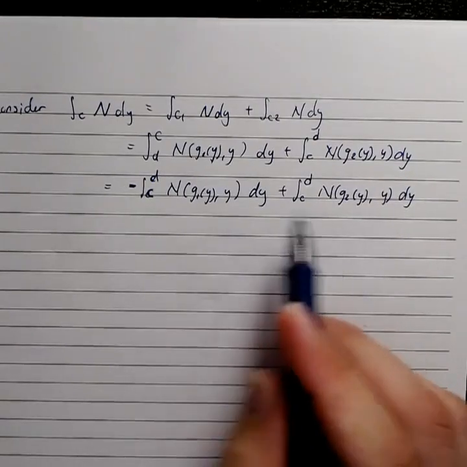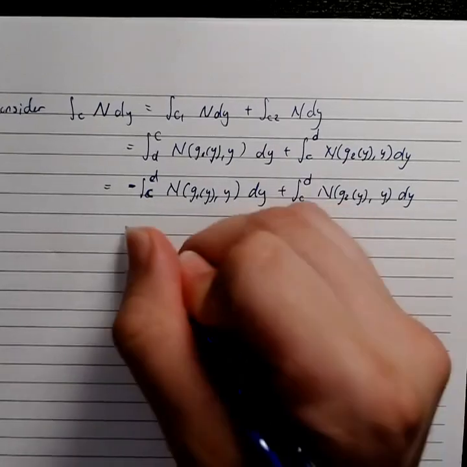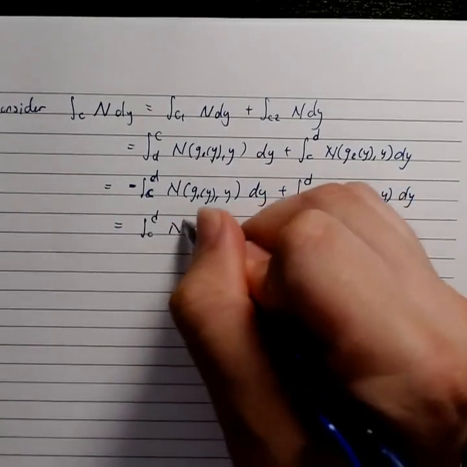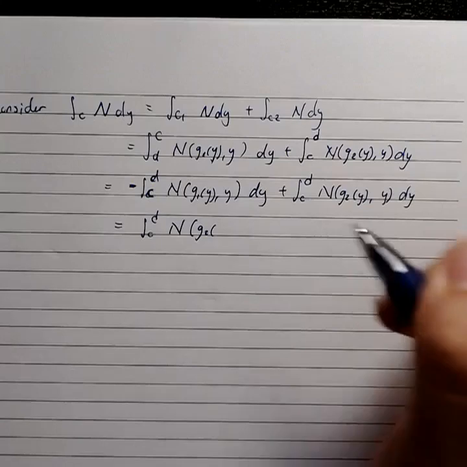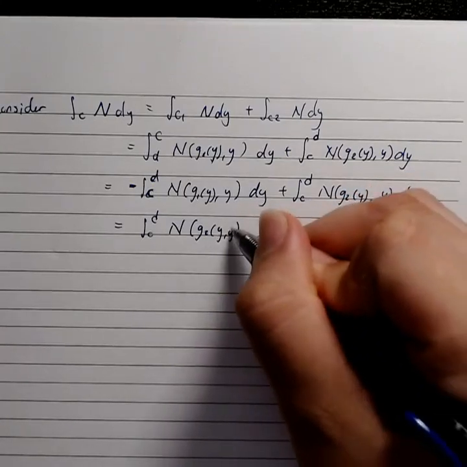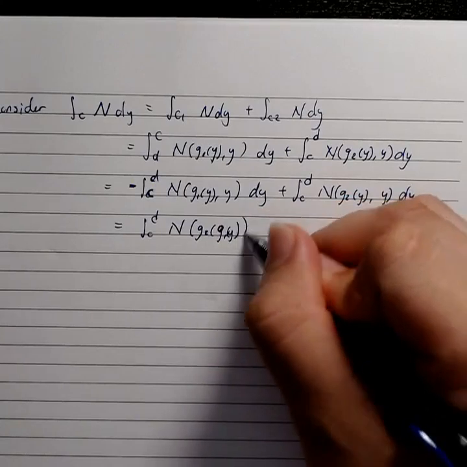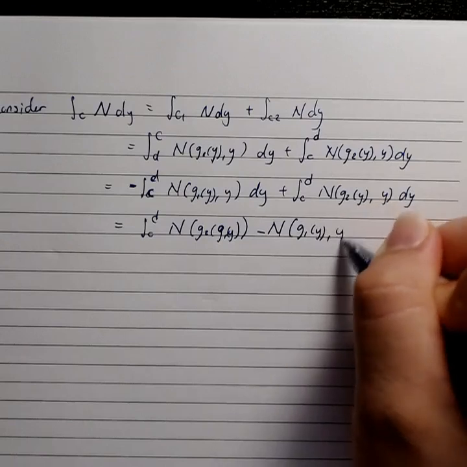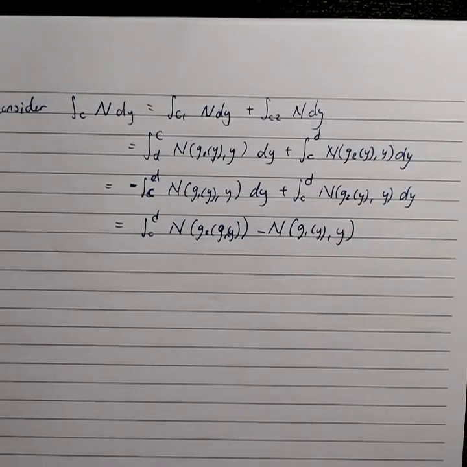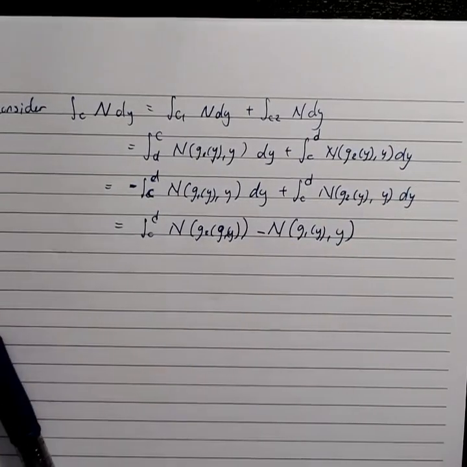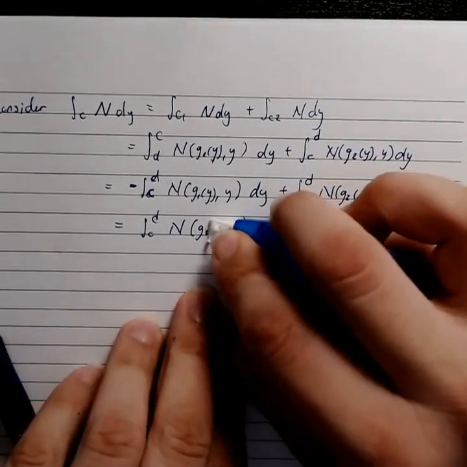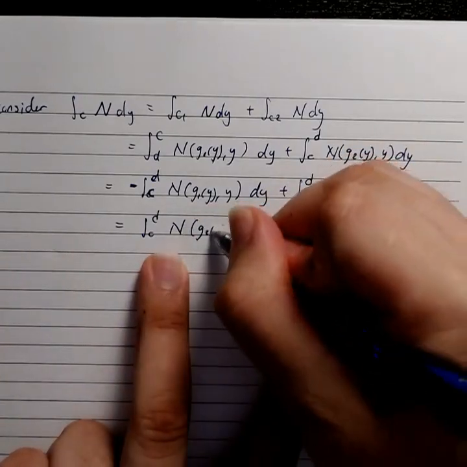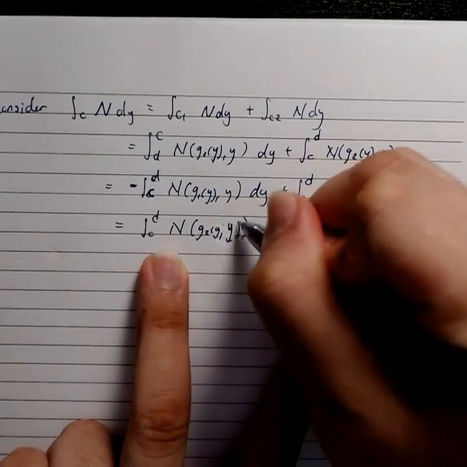And here I can put these together. Let me put the positive one first, then the negative. So I can write this as the integral from C to D of n of g2 of y, comma y, minus n of g1 of y, comma y. Oh, what did I do here? I wrote g twice, didn't I? That would be n of g2 of y, comma y. There we go. That's better.